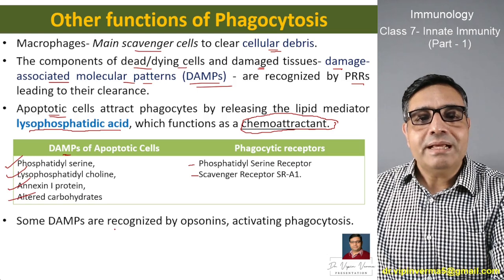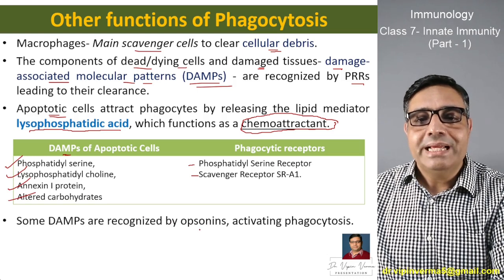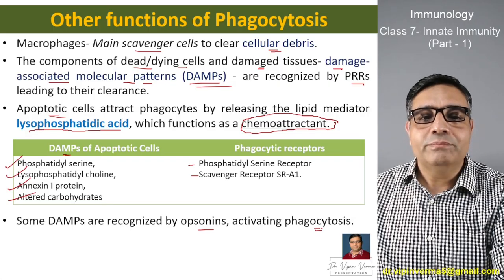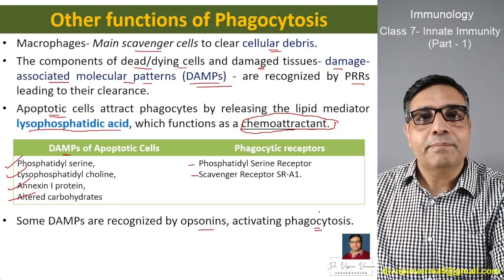Okay. Some DAMPs are recognized by opsonins activating phagocytosis. So suppose a few DAMPs are not able to bind to the macrophages.